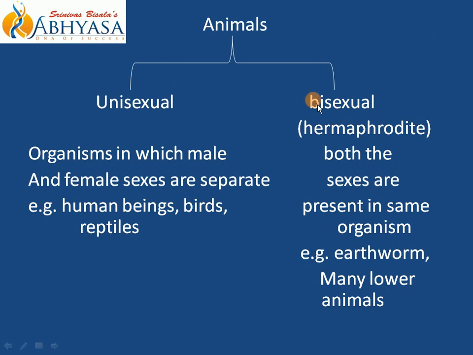Depending upon whether the sexes present in an organism are single or both, we have these technical terms: unisexual organism and bisexual organism. Bisexual organisms are also called hermaphrodites. So what is unisexual? In this type of organism, male and female sexes are separate, meaning the organism will have only one sex. Examples are given here. Now in bisexual, both the sexes are present in the same organism.